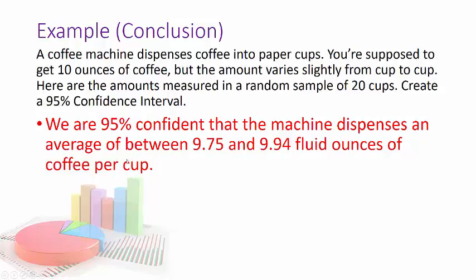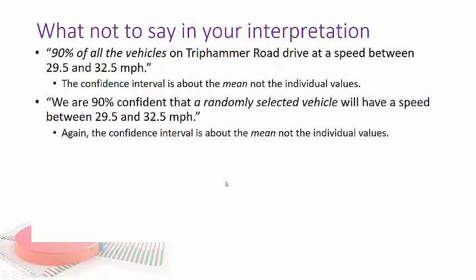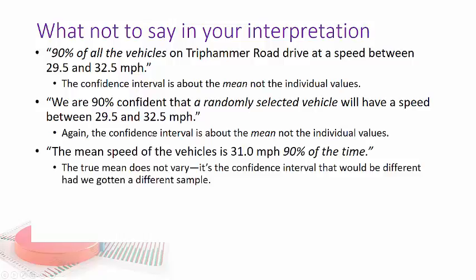We're not talking about individual samples, which gets to some temptations of how we might incorrectly interpret it. So don't say, for example, 90% of all the vehicles on Trip Hammer Road drive at a speed of between 29.5 and 32.5 miles per hour. The confidence interval is about the mean, not individual values. Don't say we are 90% confident that a randomly selected vehicle will have a speed between these two. Again, that's an individual value. We're talking about means. The mean speed of the vehicles is 31.0 miles per hour 90% of the time.